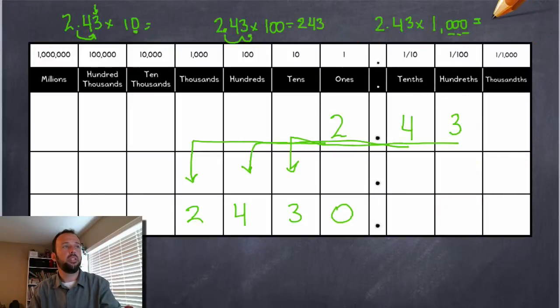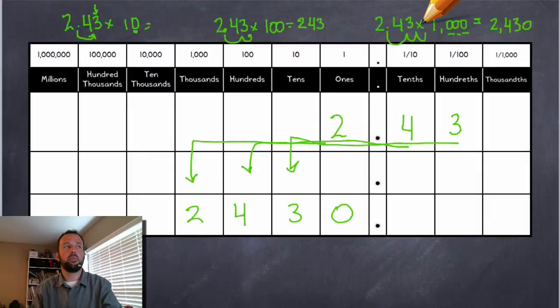So this guy would be 2,430. Same way to think about it, 1, 2, 3. So I'm going to move that decimal point 1, 2, 3. Okay, and I've got to put a 0 in there to fill in that spot.